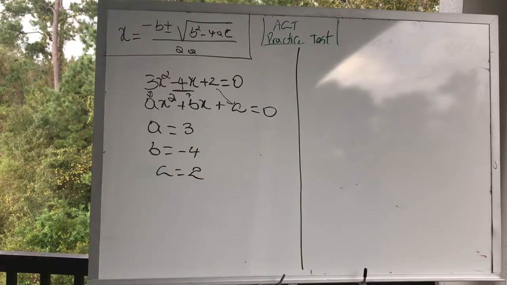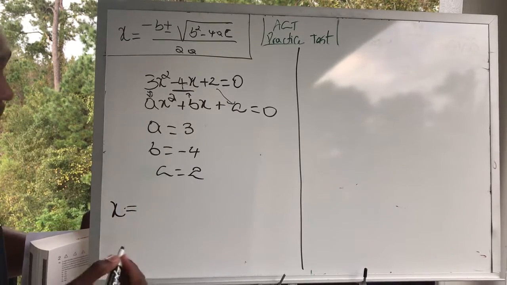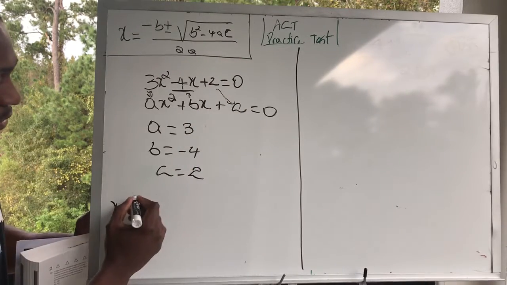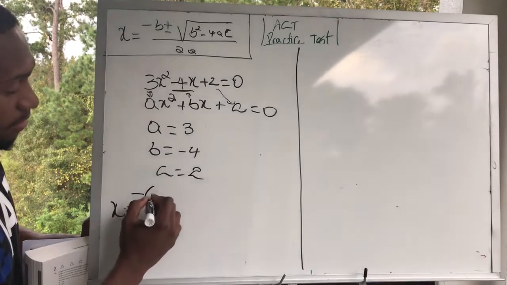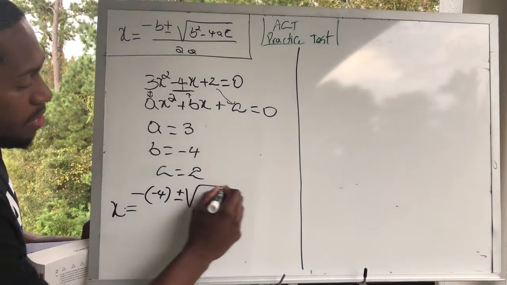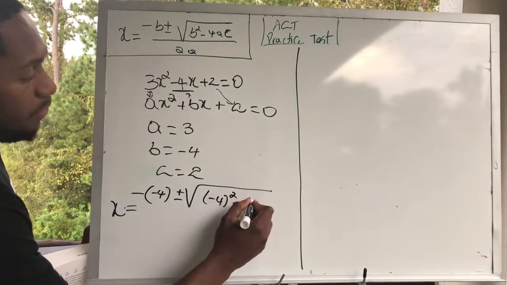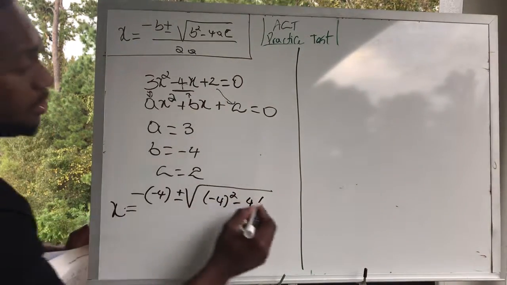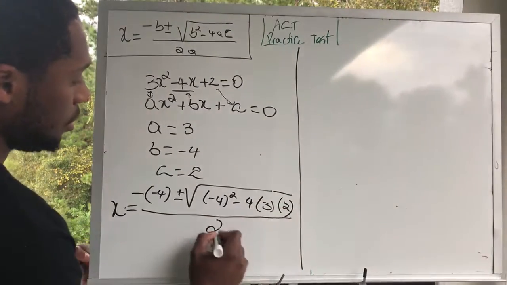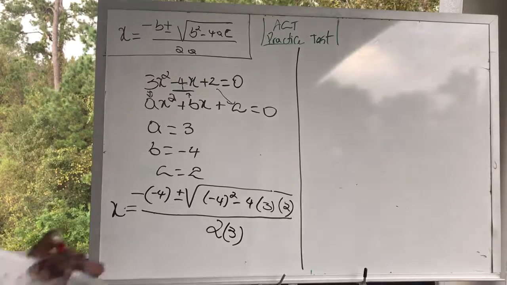So how do we put that in terms of this formula? This is the formula to solve for x in the quadratic equation. So we say minus b, so we're going to have negative negative 4, plus or minus the square root of b squared, which is negative 4 squared, minus 4a, where a is 3, c is 2, divided by 2a, and a is 3.